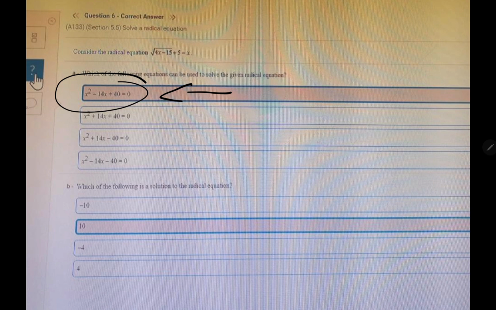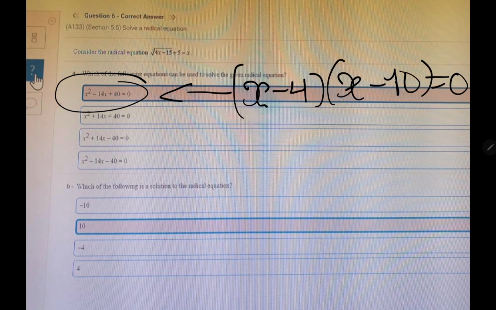How do we factor this? By doing the product sum, and after doing it, you're gonna get x minus 4, x minus 10 equal to 0. Then when we are gonna find the roots, we're gonna do x minus 4 is equal to 0, so x is equal to 4. X minus 10 is equal to 0, so x is equal to 10. And now we have to substitute to see which one is the correct answer.